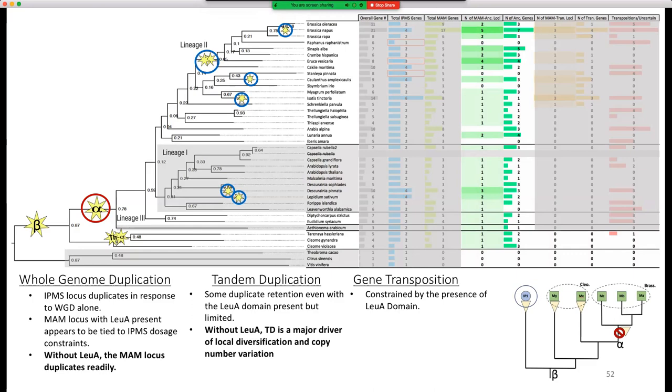Then going forward, we also see that without the leucine dimer domain, the MAM locus duplicates readily. And so what does this tell us? At all of these, we do see duplications in the long MAM locus. And this can be, especially here in lineage 2 and in the Brassicaceae, where we see many times over duplicated, each of these loci potentially diverging and contributing to the phenotypes we see in Brassica glucosinolate production.